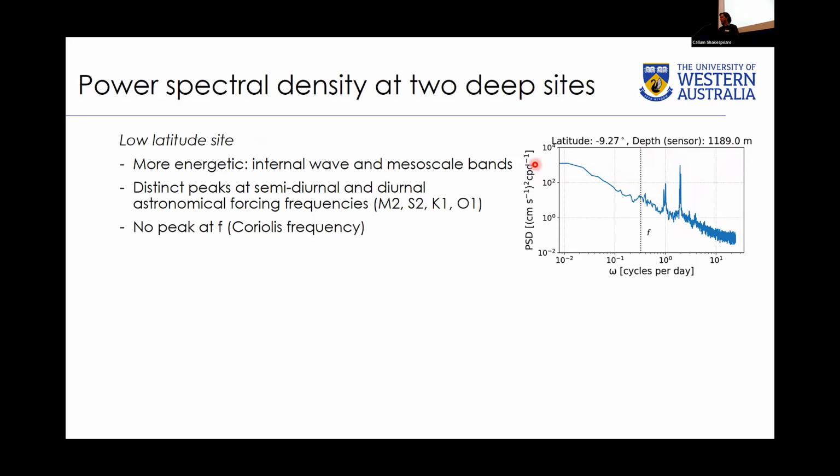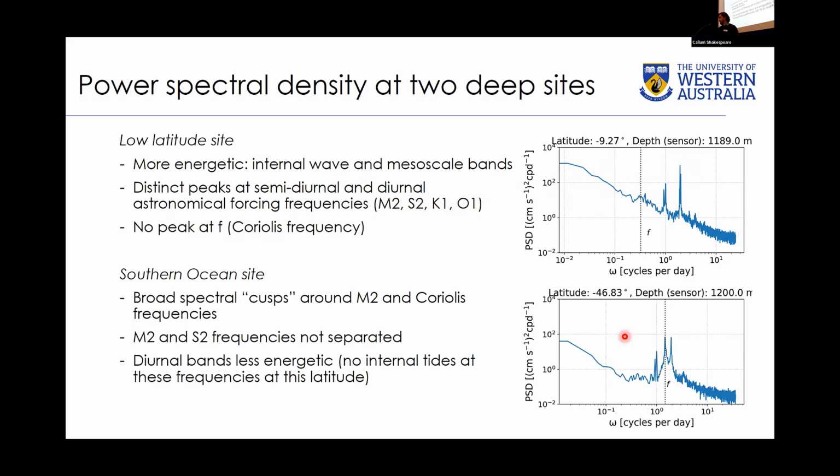And yeah, so what you see here is there's high energy in the mesoscale band. So that was the subtidal orange line I showed before. And you get these distinct peaks at all of the major astronomical forcing frequencies. So the lunar and solar semi-diurnal and diurnal components. So you can see individual peaks here. There's no real peak at f in this time series.